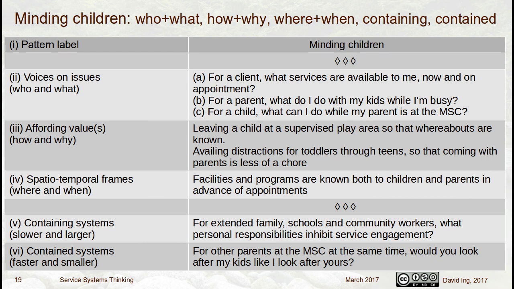Voices on the issues. For a client: what services are available now and on appointment? Okay? What do I do with the kids when I'm busy? For a child: what could my parents do when they're in the multi-service center? So there's an idea that there are different voices here that have different needs. And let's start off with understanding those. Secondly, affording values. So what is it that happens?